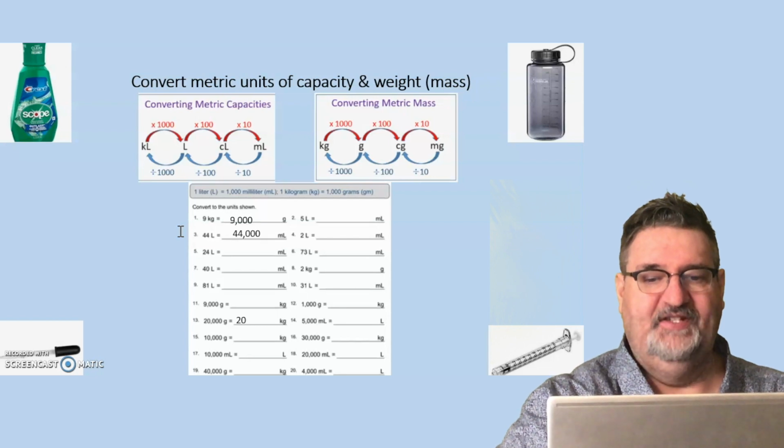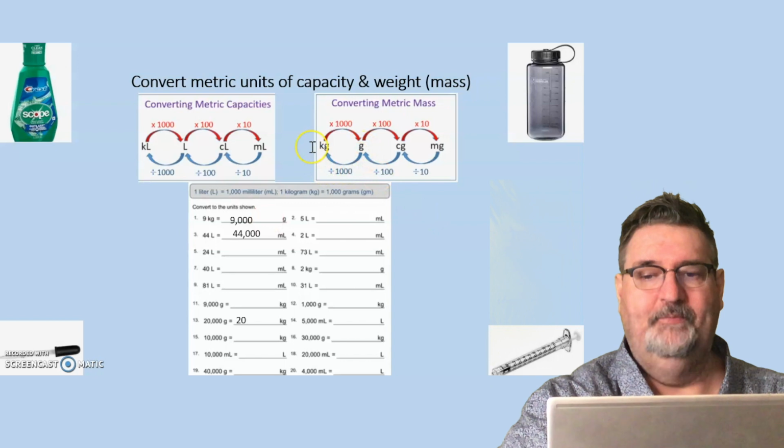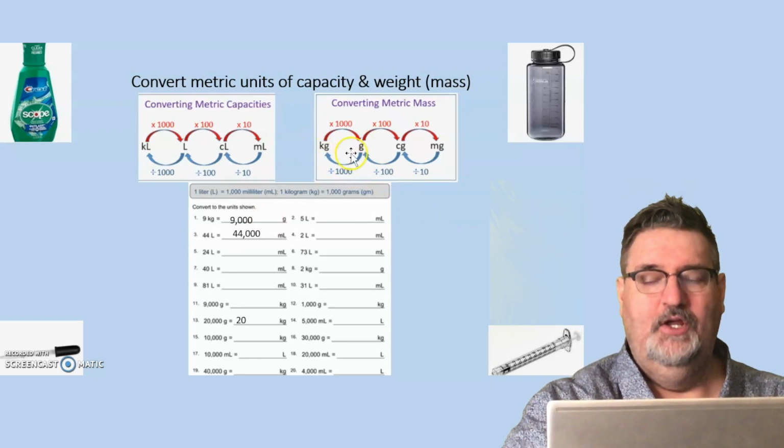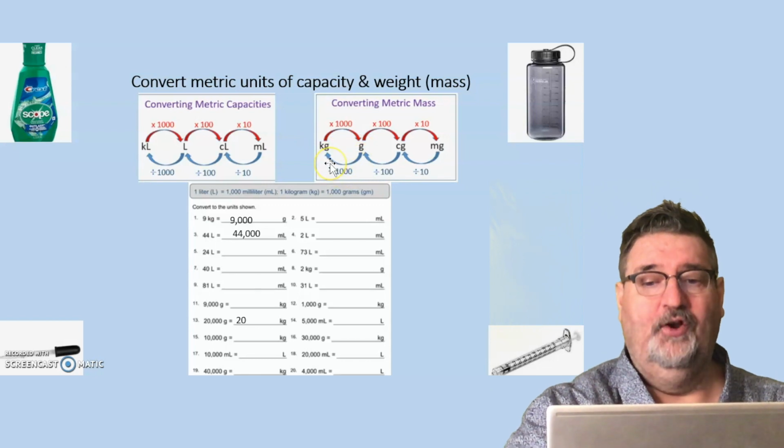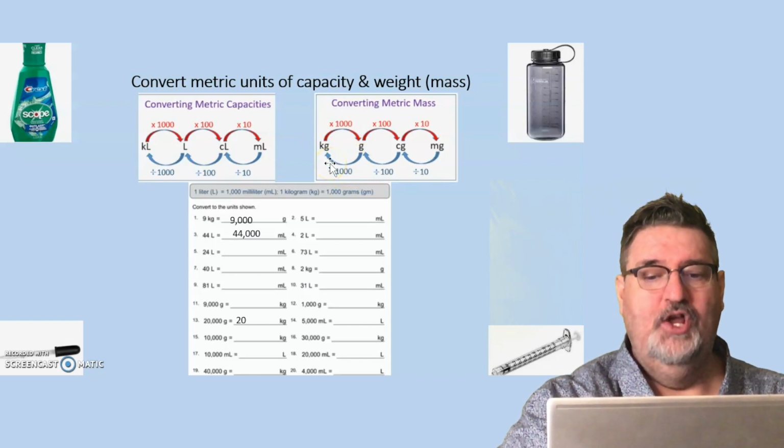Down below, number 13, 20,000 grams equals how many kilograms? So to go from grams to kilograms, we're going to go from smaller to larger, and we are going to divide by 1,000. So 20,000 divided by 1,000 equals 20.